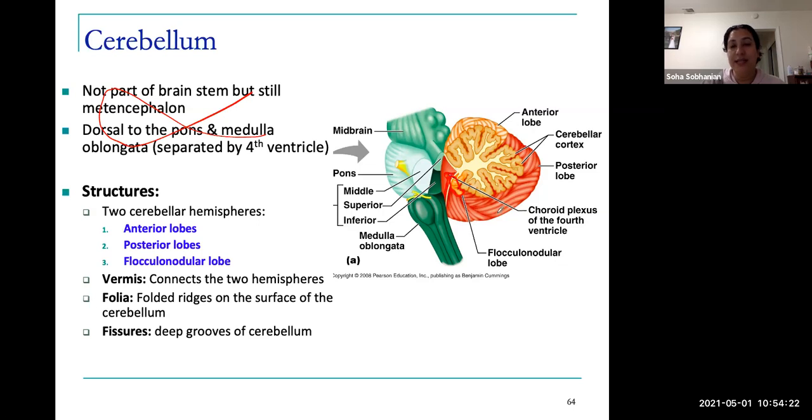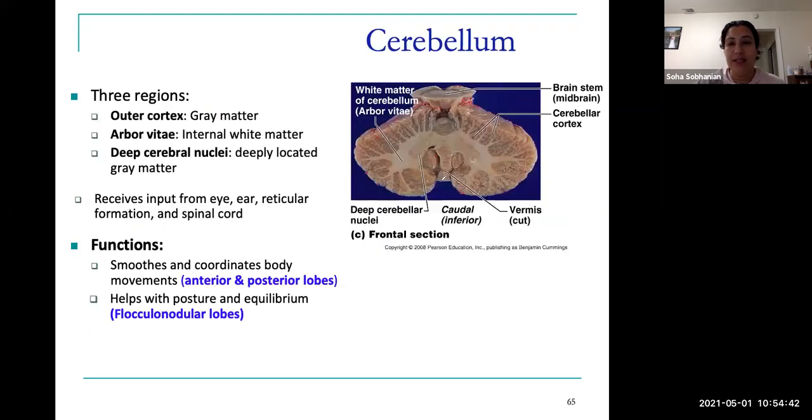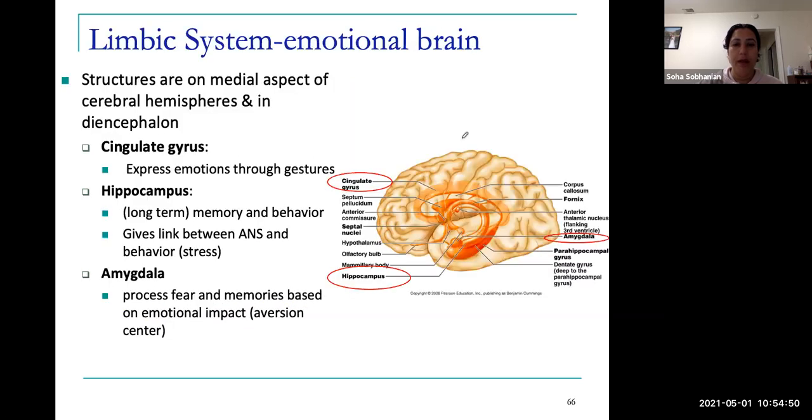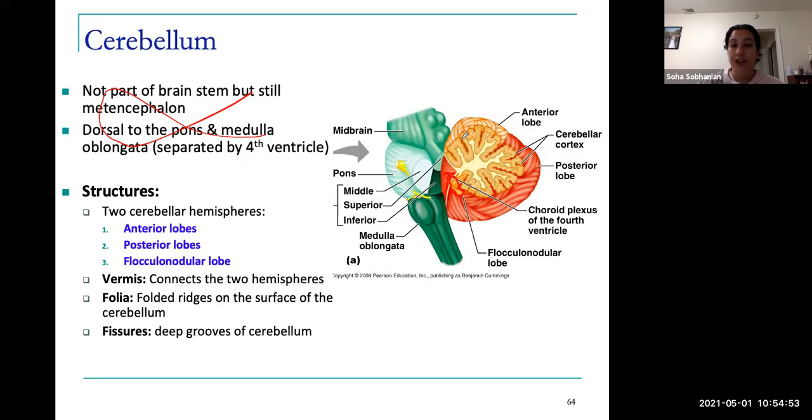The pattern that you see right here is called folia. In terms of cerebrum, those patterns were called gyrus; in terms of your cerebellum, those patterns are called folia. The way you connect the 2 hemispheres of the cerebellum is called the vermis. So here are your 2 hemispheres, and this area right in the middle where the connection happens is called the vermis. And the fissure is the deep groove that separates the right hemisphere and the left hemisphere. So that's all you need to know.